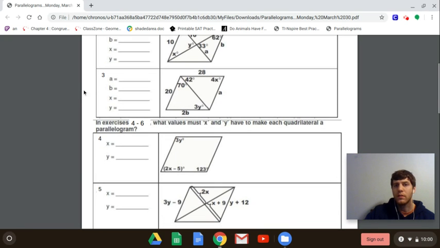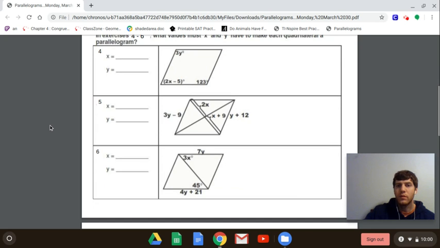For number three, again, you're going to have opposite sides are congruent. You also are going to want to use the alternate interior angle theorem. And you're also going to want to use, you know, a big angle here. This is going to be 70 plus 42. So this big angle is 112. Right, and then you should be able to use consecutive angles. So 4x plus 112 should be 180.